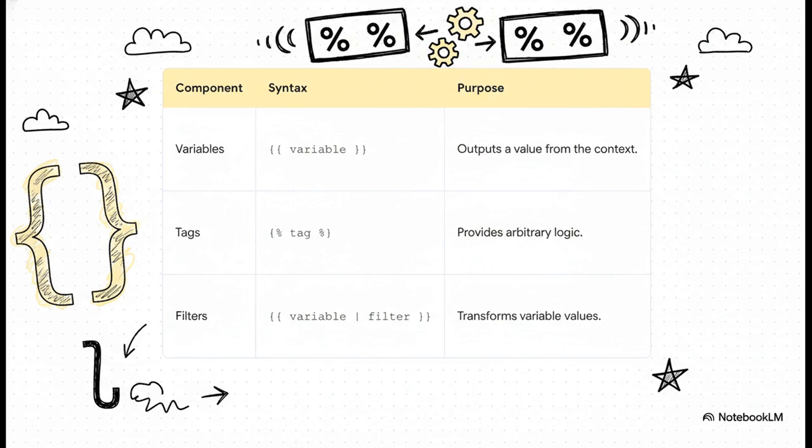You've got variables inside the double curly braces, which are basically just placeholders for your data. Then you have filters, which you use with that pipe symbol, and they let you tweak how the data looks, like, say, making text all uppercase. But today, we're really focusing on the star of the show, tags. These are wrapped in curly braces and percent signs. Tags are the verbs. They're the engine that gives your templates real intelligence.